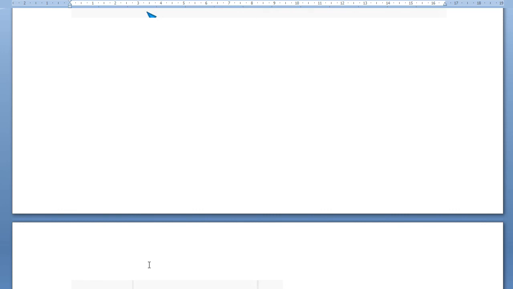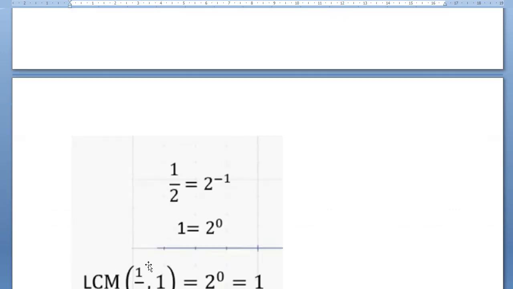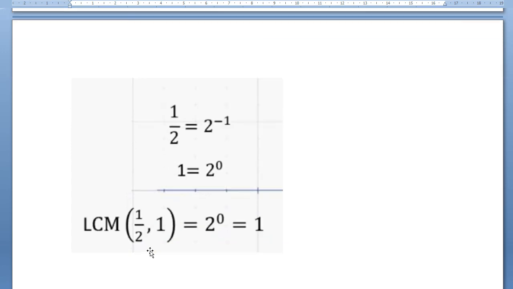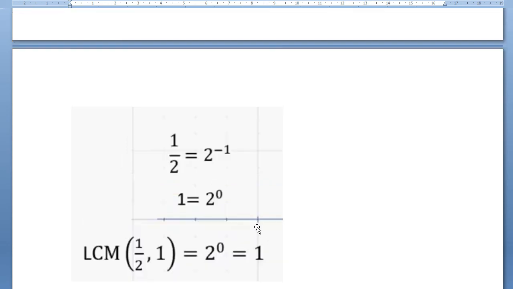So this is an example. Yes, you can determine the LCM of fractions. How? Half means 2 to the power minus 1, and 1 equals 2 to the power 0. So for the LCM of half comma 1, the common prime is 2 and the maximum power is 0, not minus 1, because 0 is greater than minus 1. So we take 2 to the power 0, that is 1. In this way we can determine the LCM.